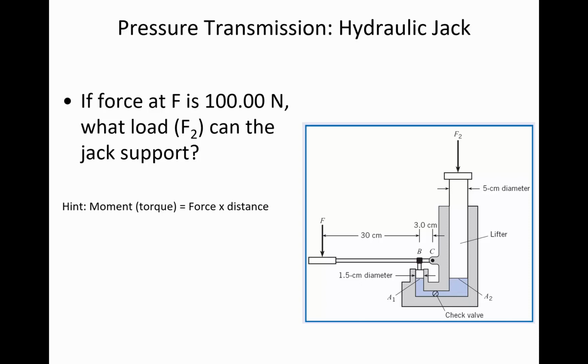So now, though, you'll notice that A2 is bigger because the cylinder at B has a diameter of 1.5 centimeters, but the cylinder that F2 is being applied to is 5 centimeters in diameter. So larger diameter means bigger area. And so whatever that pressure is, now acting over a larger area, it's going to be an even larger force. All right, so I'm going to pause here.